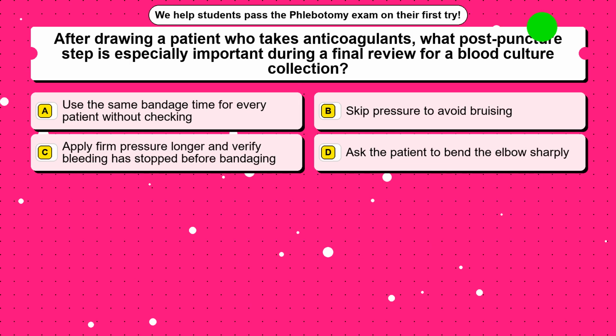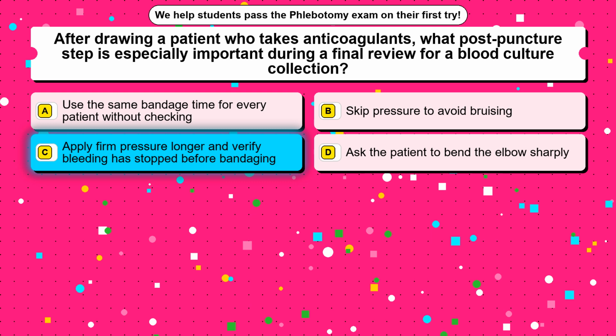Question 9. After drawing a patient who takes anticoagulants, what post-puncture step is especially important during a final review for a blood culture collection? Option A, use the same bandage time for every patient without checking. Option B, skip pressure to avoid bruising. Option C, apply firm pressure longer and verify bleeding has stopped before bandaging. Option D, ask the patient to bend the elbow sharply.